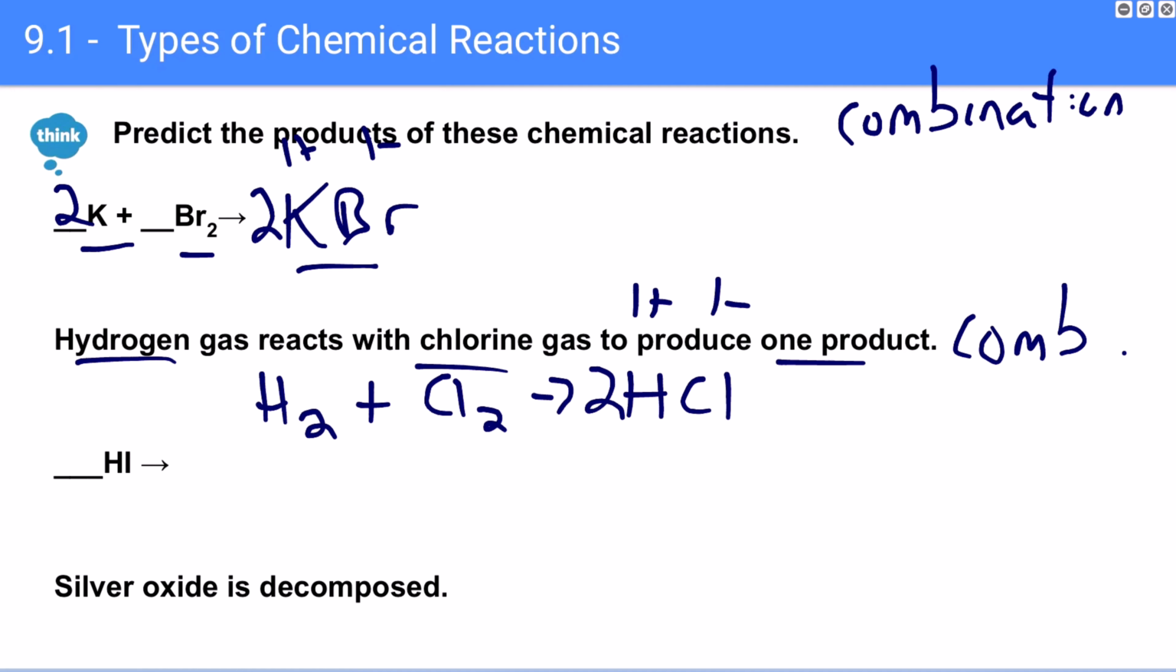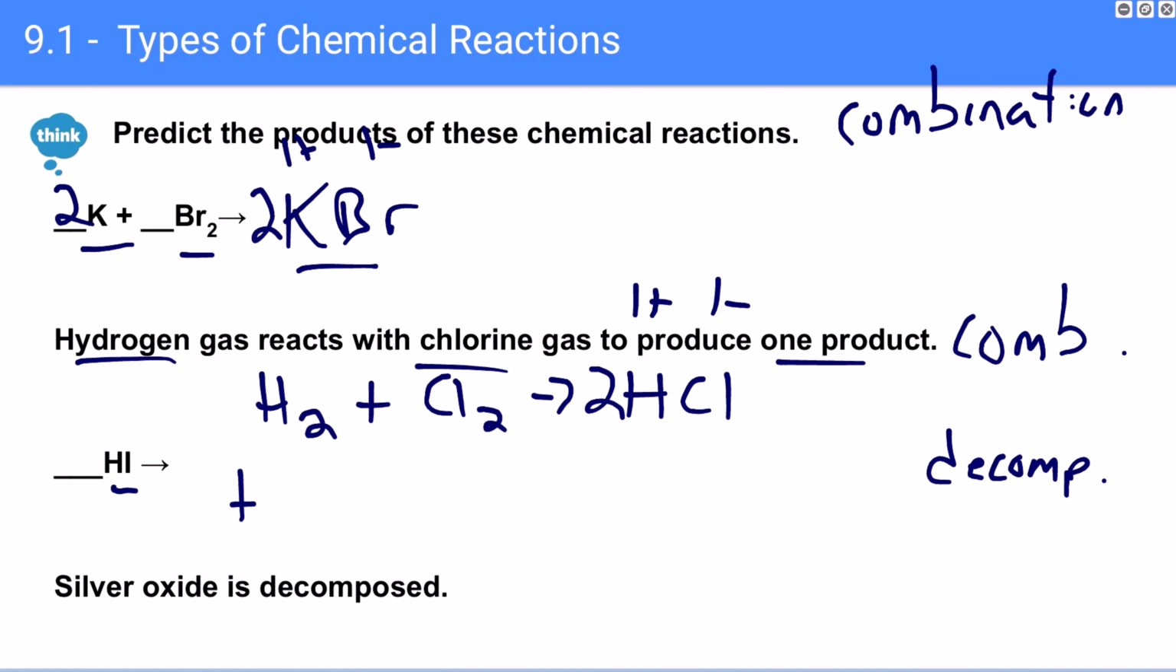I know they're pretty easy at first, but again, identify the type, form the most basic form of your products with no subscripts, determine the subscripts based on the charges, go from there. The third one here, we start with 1 reactant. The only thing we can do with 1 reactant is break it apart. So this is going to be a decomposition reaction.